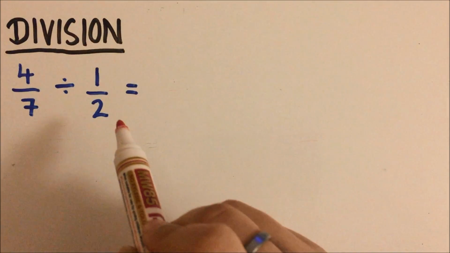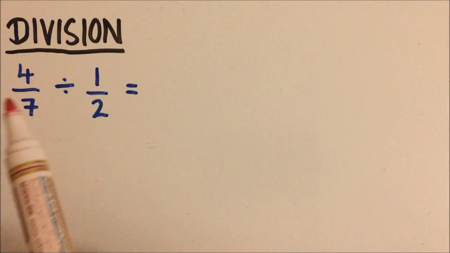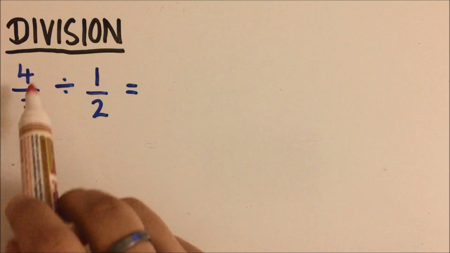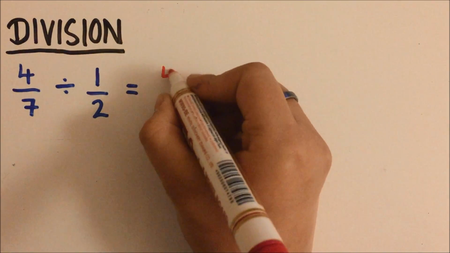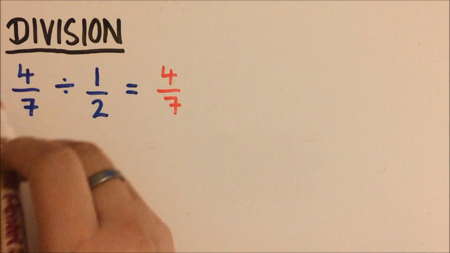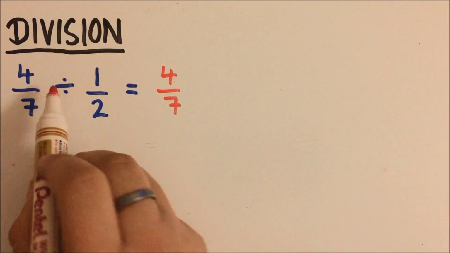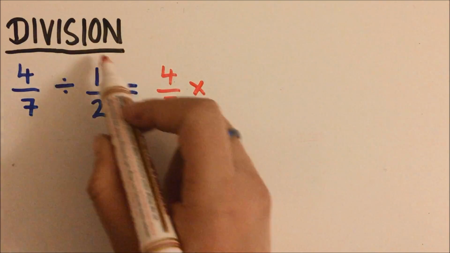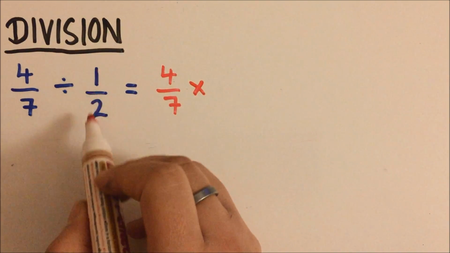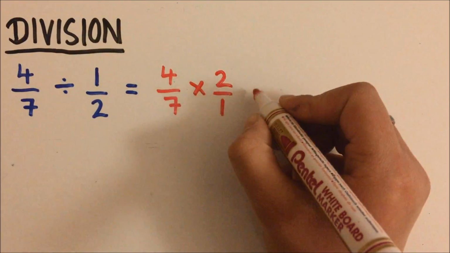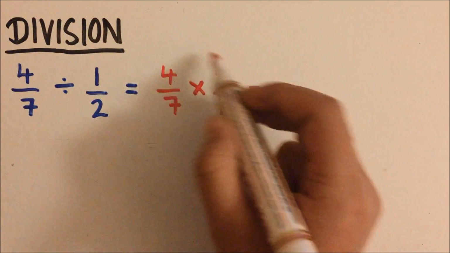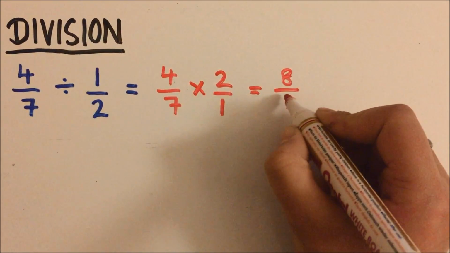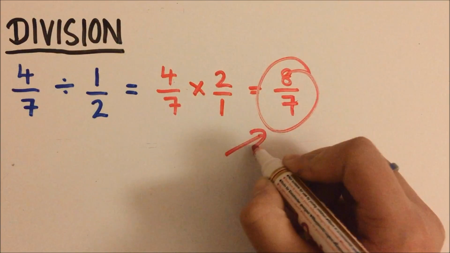Division is very similar to multiplication. The only difference is that it's got one extra step, but that step is very simple. So first fraction, you write it down as it is. You change the division sign into a multiplication sign, and you flip the second fraction. So 1 over 2 will flip to 2 over 1, and then you just do as you would normally do for multiplication. So 4 times 2 to give you 8, 7 times 1 to give you 7, and that's your final answer.